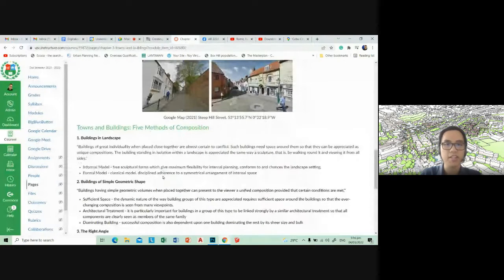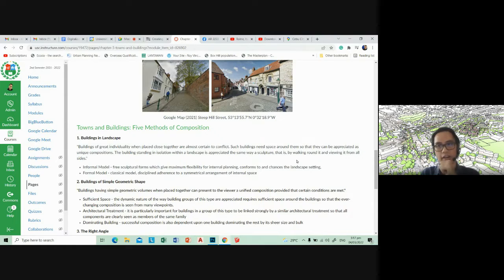The different methods to create a pleasing urban design composition. So number one, buildings in landscape. Buildings of great individuality, when placed close together, are almost certain to have conflict. Such buildings need space around them so they can be appreciated as unique compositions. The building standing in isolation within a landscape is appreciated the same way as a sculpture.